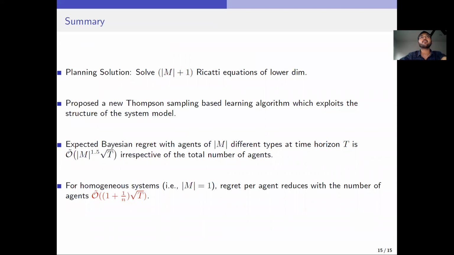So the summary of our paper is: we provide a planning solution which solves smaller m plus 1 Riccati equations of lower dimension, and we propose a new Thompson sampling based learning algorithm which exploits the structure of the system model. We provide an expected Bayesian regret, with agents of m different types at time horizon T, given by big O of m to the power 1.5 into root T, irrespective of the total number of agents. And for homogeneous agent systems, that is for m equal to 1, we provide a regret per agent which reduces with the number of agents, that is big O of 1 plus 1 by n, into root T, and doesn't grow with the size of the network.